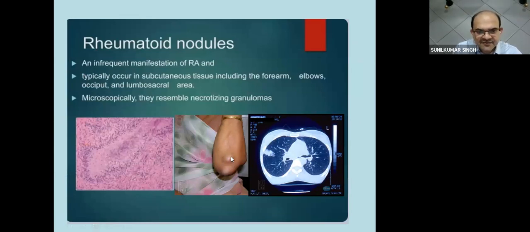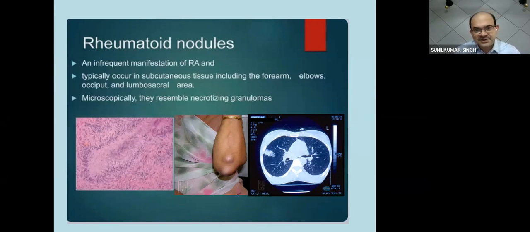You can see here a very nice rheumatoid nodule. Typically occurs in the subcutaneous tissue of the forearm, the elbows, and the lumbosacral area. And microscopically, there is a central fibrinoid necrosis that is seen, and it may resemble necrotizing granulomas and sometimes be very confusing. In fact, I recently saw a very interesting case where the patient had interstitial lung disease, no joint manifestation, and was referred because there was rheumatoid factor positivity to say whether this is rheumatoid arthritis related lung disease because there is no joint involvement.